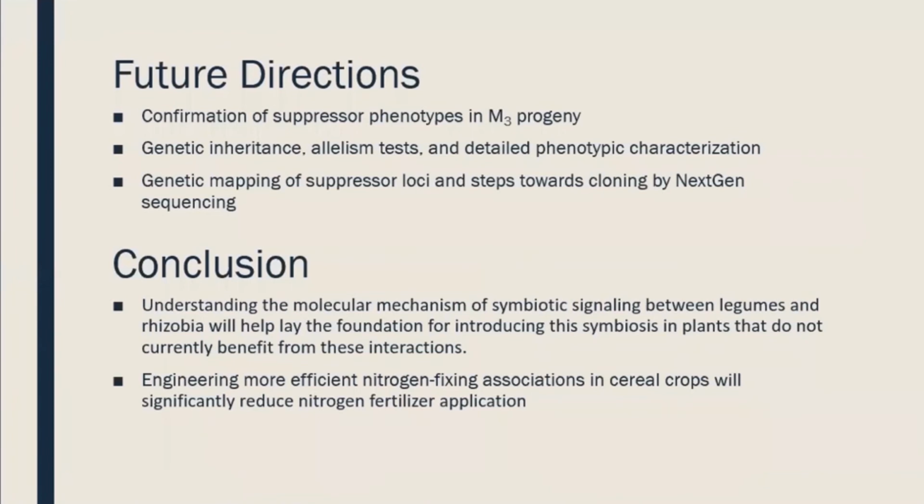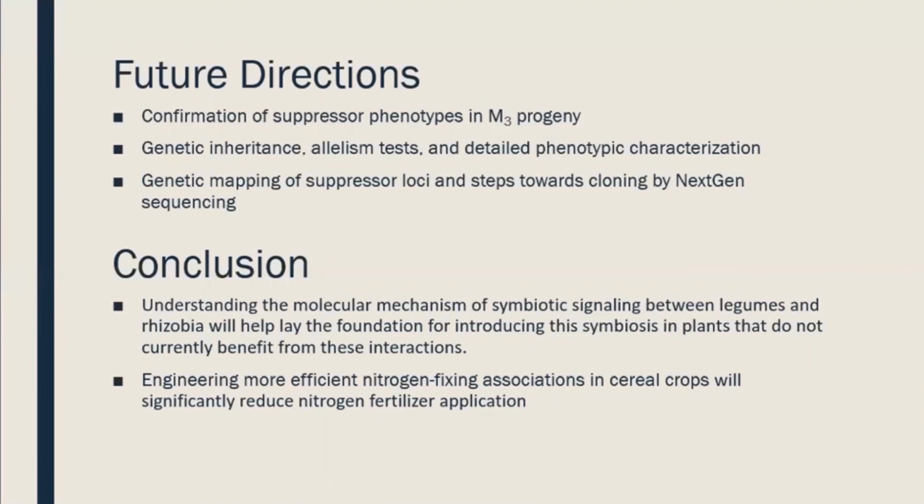With our results in mind, our next steps, and what we're currently doing, is confirming those suppressor phenotypes that we found in the M3 progeny. We would also like to do a series of genetic inheritance tests, allelism tests, and a detailed phenotype characterization. In addition, genetic mapping of the suppressor loci and next-gen genomic sequencing is in the future.